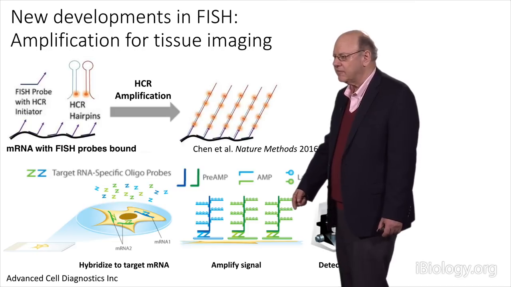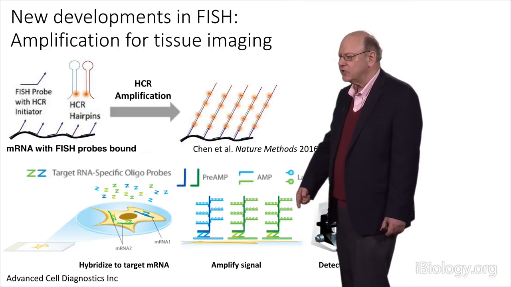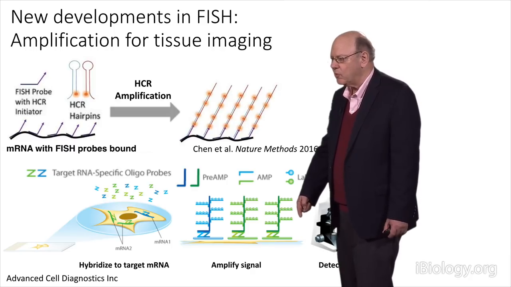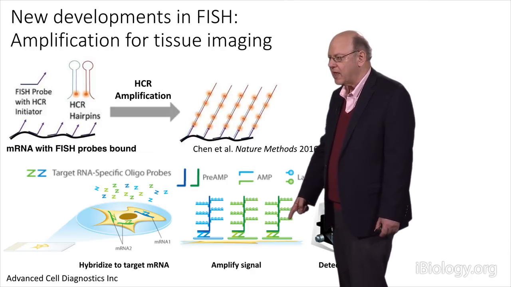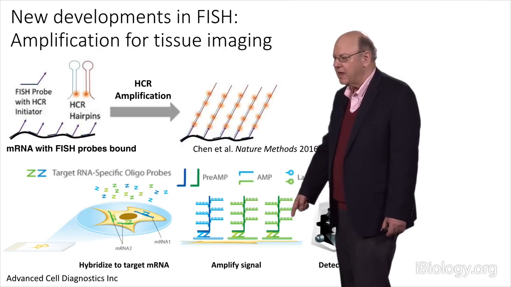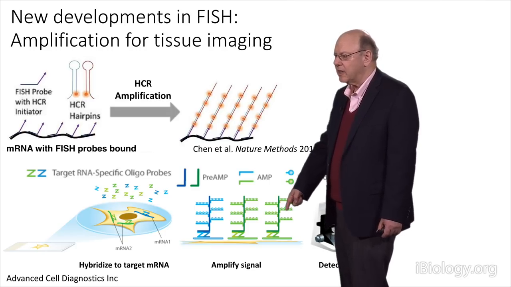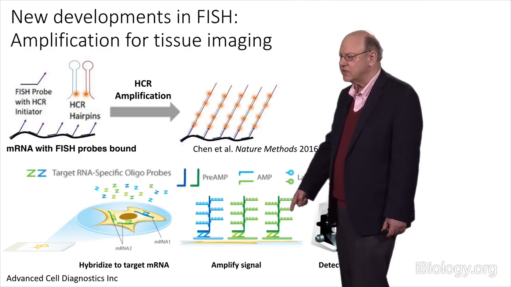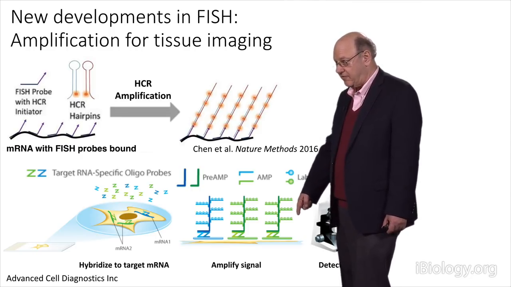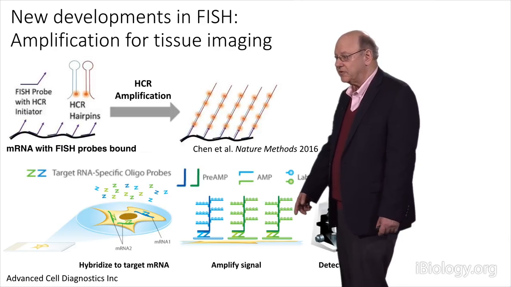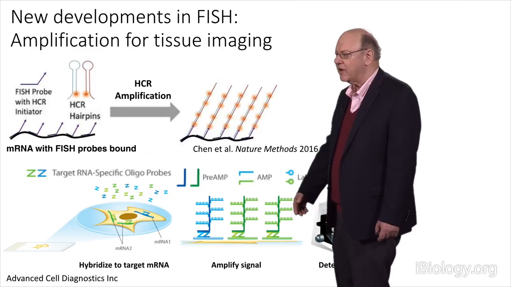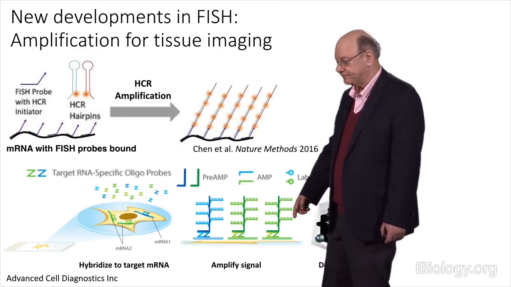Or a variation of this called RNA scope allows you to use two probes together that, when they hybridize together in the same RNA, allow you to generate this hybridization tree, which now amplifies the signal. And this is very effective because it reduces background, because you're requiring two events to occur on an RNA instead of just one.